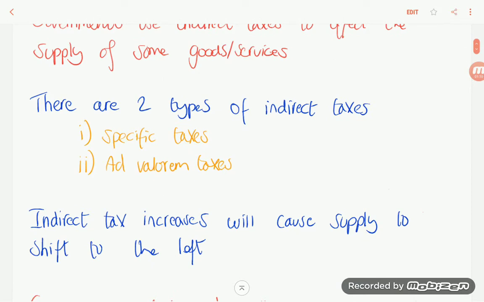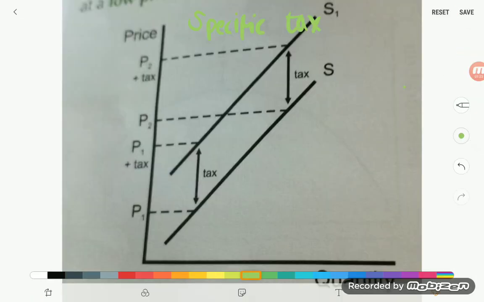Indirect taxes increase costs for producers, so this causes the supply curve to shift to the left. So I'm going to show you that now on two diagrams. A specific tax causes a parallel shift of the supply curve. The tax is the same fixed amount at a low price and a high price.